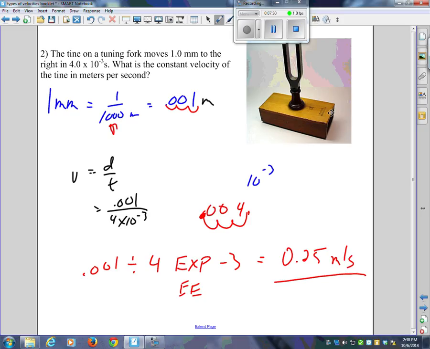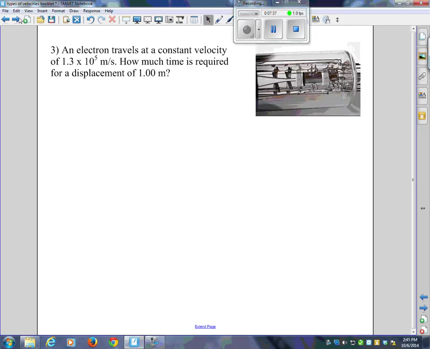I want you to all show me on your calculator that you know how to do that properly. Then I want you to try this one. You should have lots of space. If you get it wrong, that's fine. We'll fix it. An electron travels at a constant velocity of 1.3 times 10 to the 5 meters per second. How much time is required for a displacement of 1 meter? You're solving for T. You've got 30 seconds. Go. Okay, 30 seconds is up.